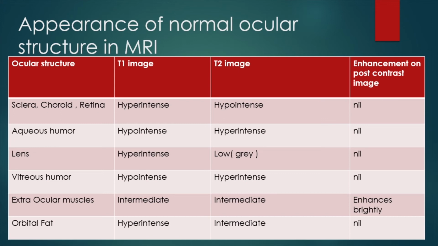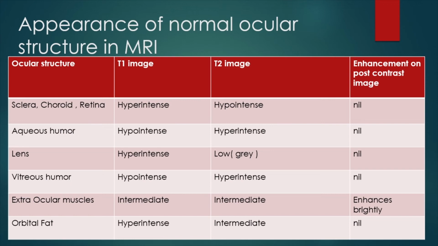Aqueous humor would appear hyperintense in T2 image and hypointense in T1 image, and lens would appear hypointense. I mean, it will appear intermediate in T2, whereas in T1 image it appears hyperintense. Vitreous humor would appear hypointense in T1, whereas in T2 image it will appear hyperintense.